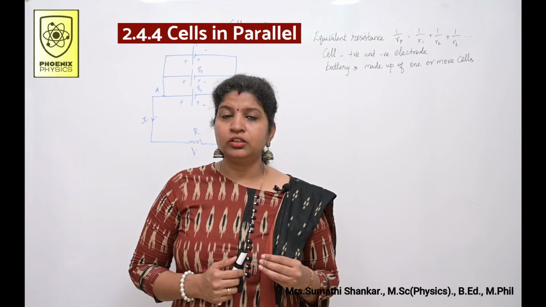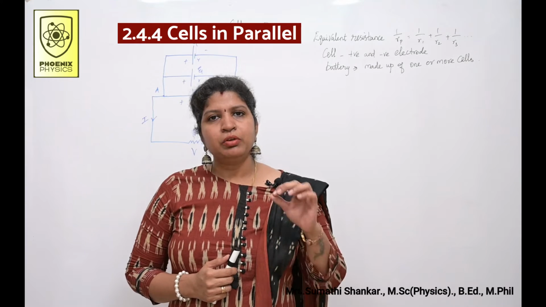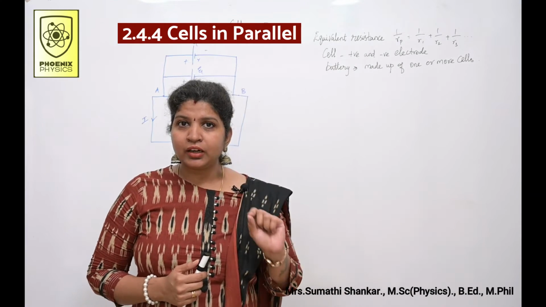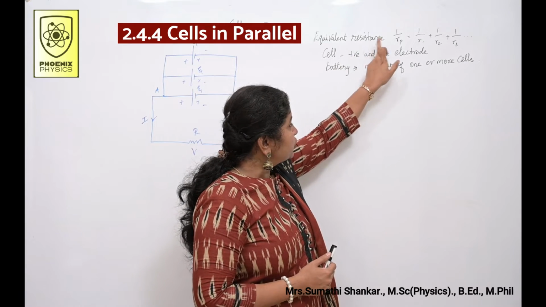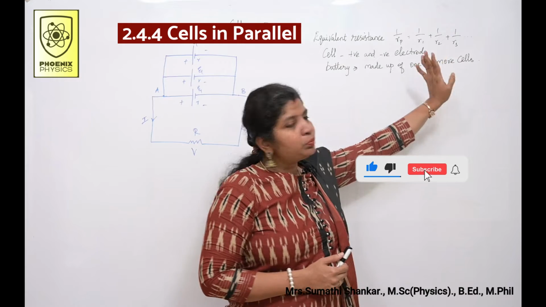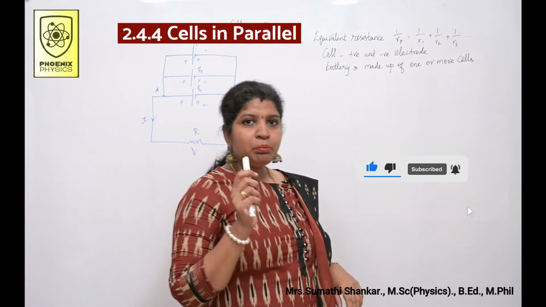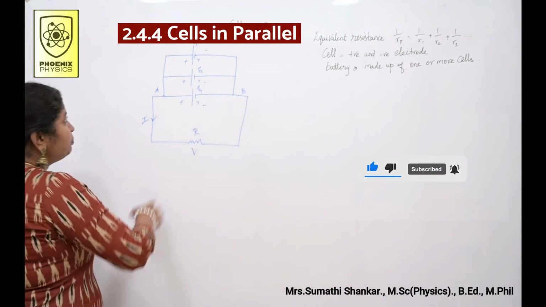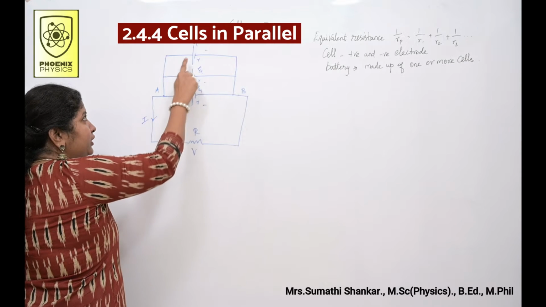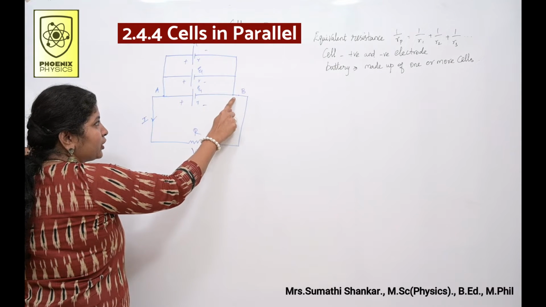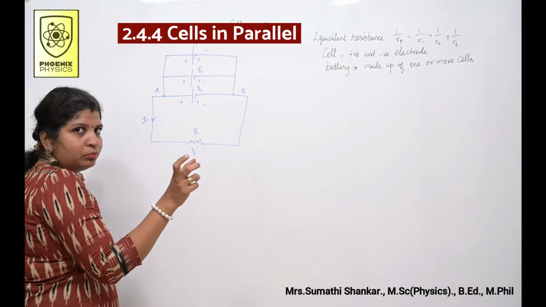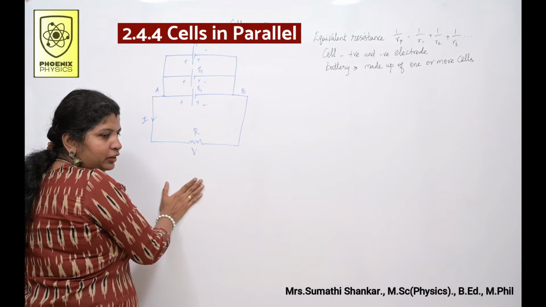Today we are going to learn cells in parallel. Before going into this topic, just to recall one formula. If it is a parallel connection, equivalent resistance 1 by Rp is equal to 1 by R1 plus 1 by R2 plus 1 by R3. In a parallel connection, all the positive terminals of the cells are connected at one point, and all the negative terminals of the cells are connected at another point.